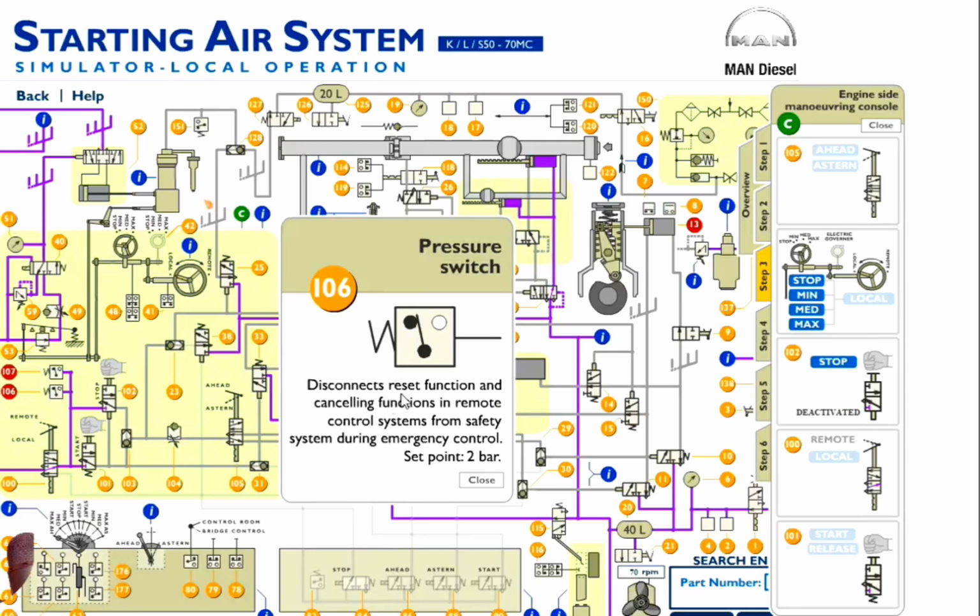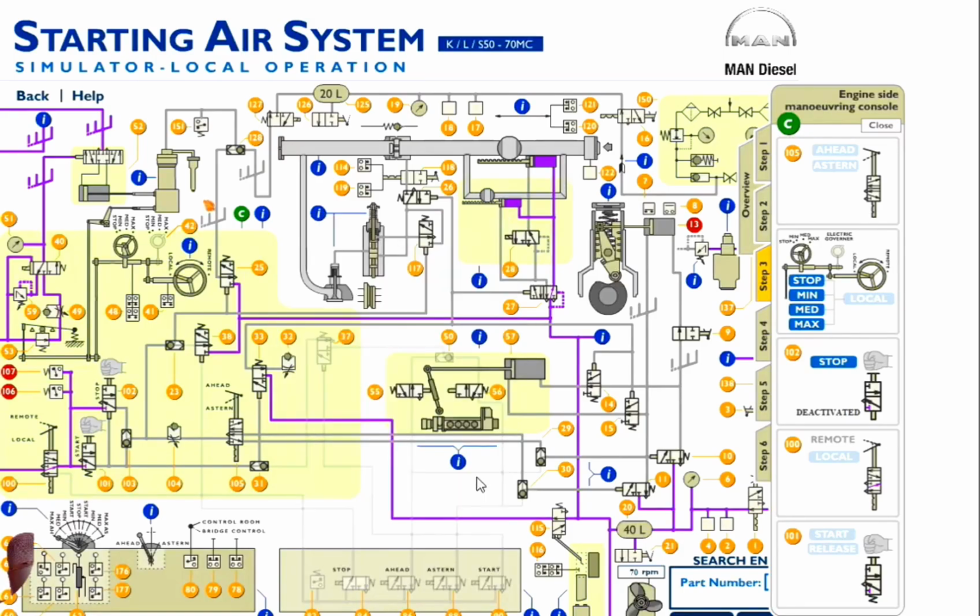Okay, as you can see, this disconnects the reset function and cancels functions in the remote control system from the safety system during emergency control. This pressure switch. Okay, we stop the engine. Let's say we need to stop the engine. Emergency stop.